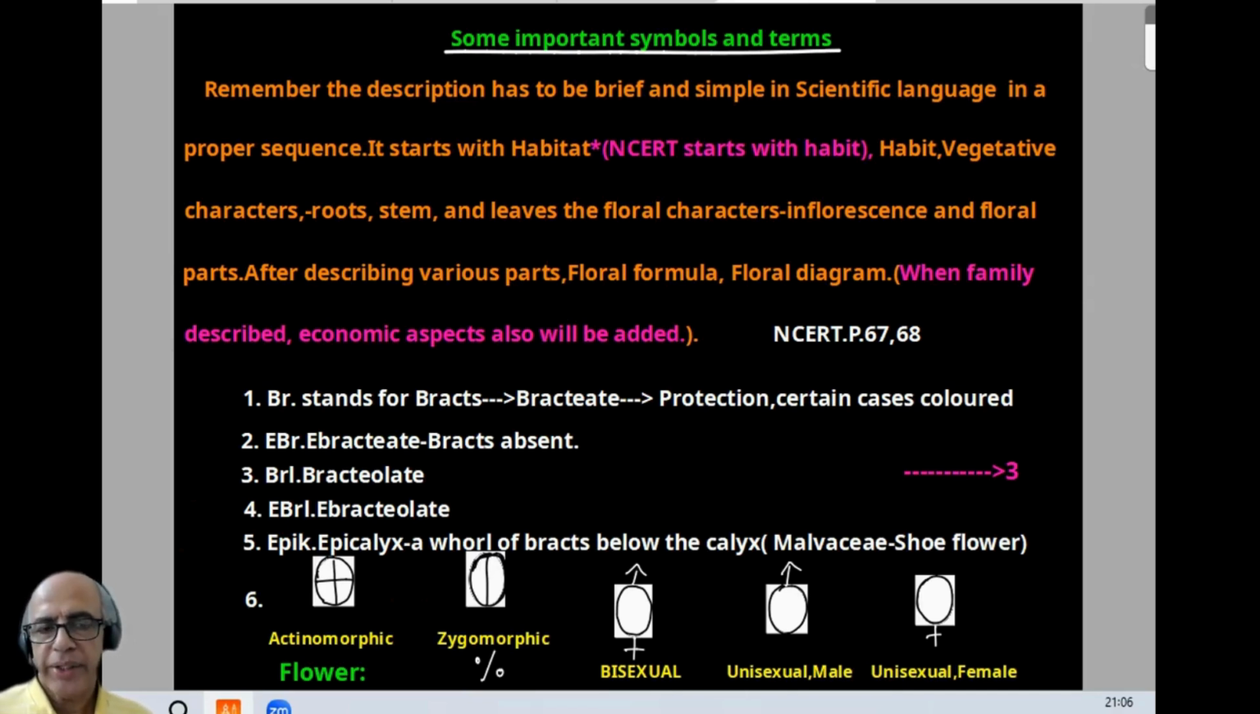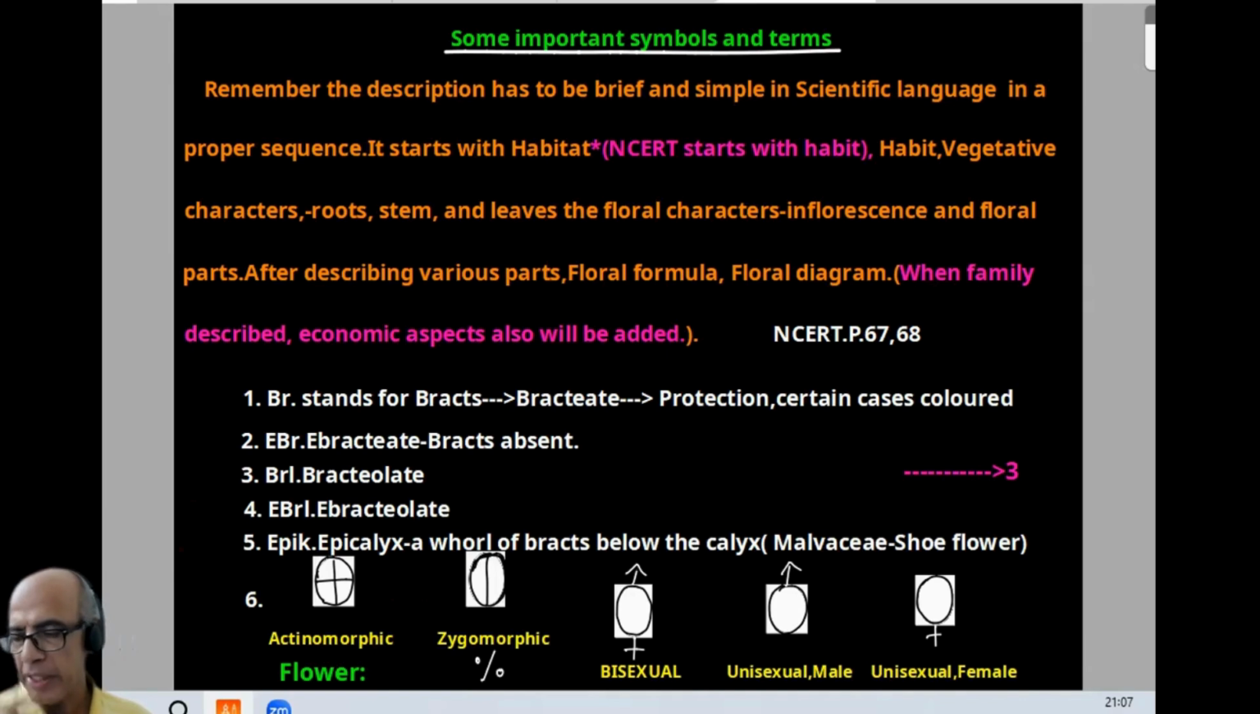Then vegetative characters, which include root, stem, and leaves. Then floral characters: inflorescence, then floral parts. After describing all this, we will be discussing the floral formula and floral diagram. This way we have to proceed when a family is described. Similarly, the last part will be concerned with the family's economic aspects also. That is how it normally proceeds in NCERT, page number 67, 68.